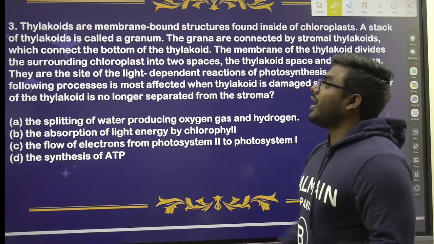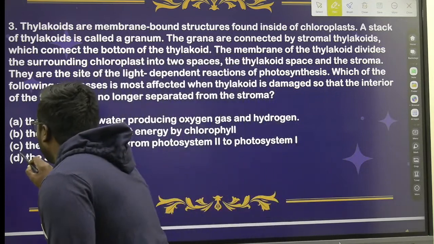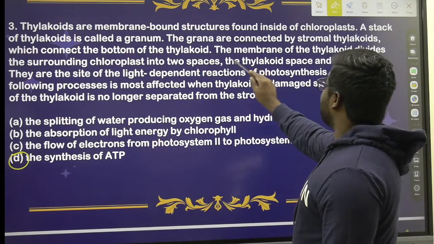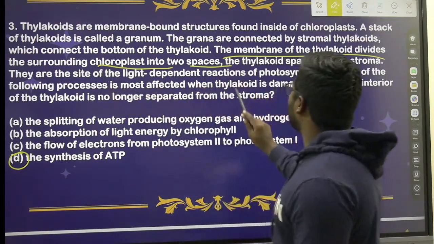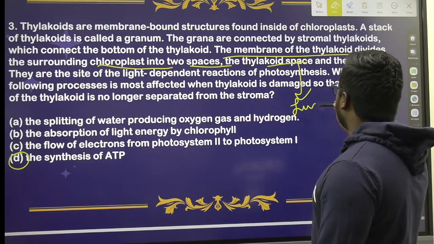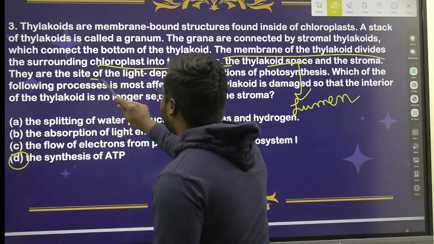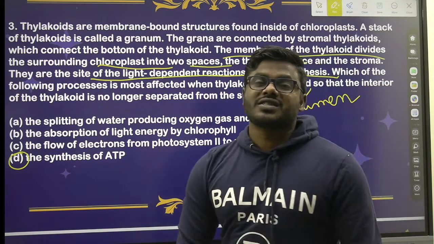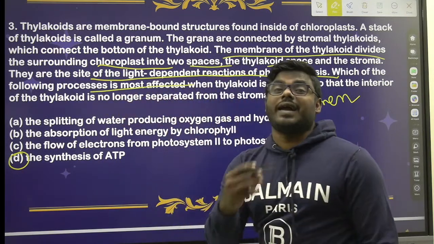Okay. The answer for question number 3, which is a straightforward question, will be D. They are asking a question, friends. You can see here the membrane of the thylakoid divides the surrounding chloroplast into two spaces. We call it thylakoid space. I have told you many a time. What do you call thylakoid space? Lumen. And this stroma, they are the site of light dependent reactions of photosynthesis. The question asked is, which of the following processes is most affected?